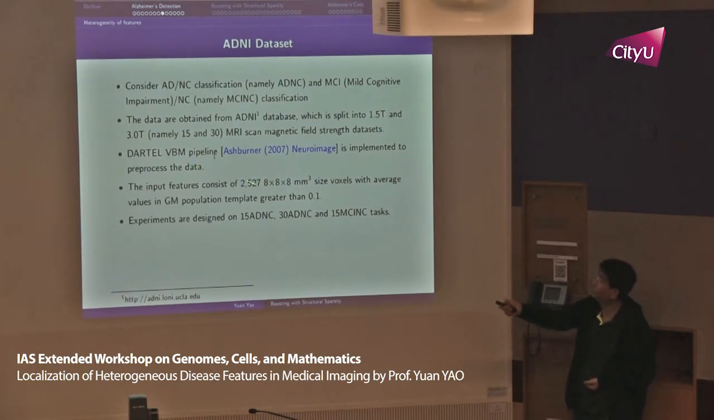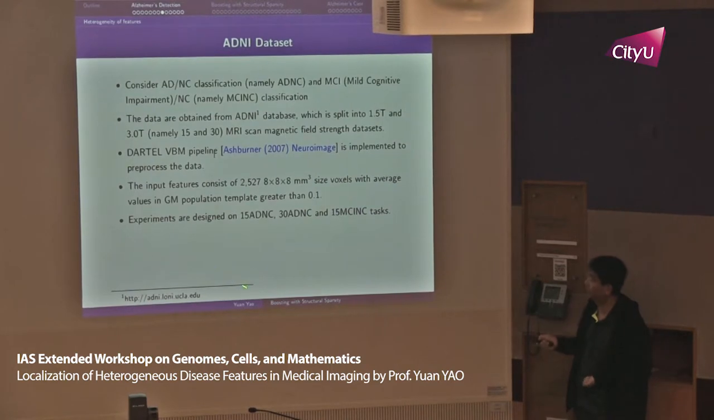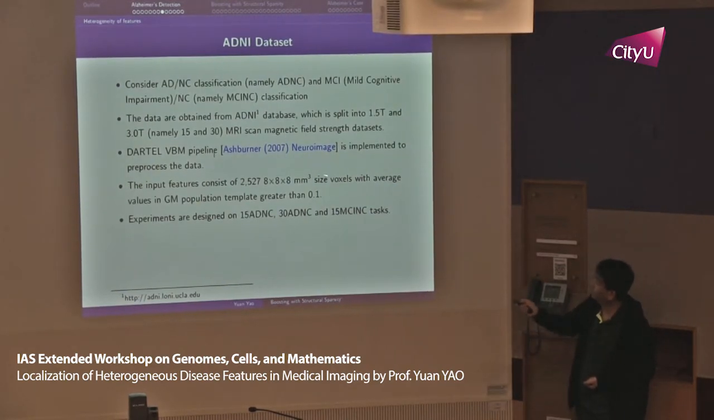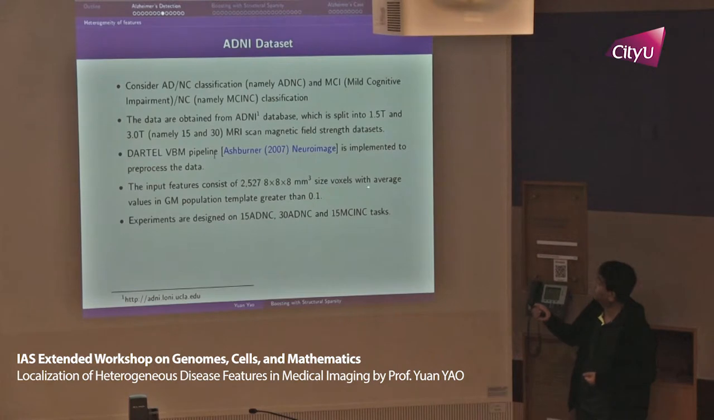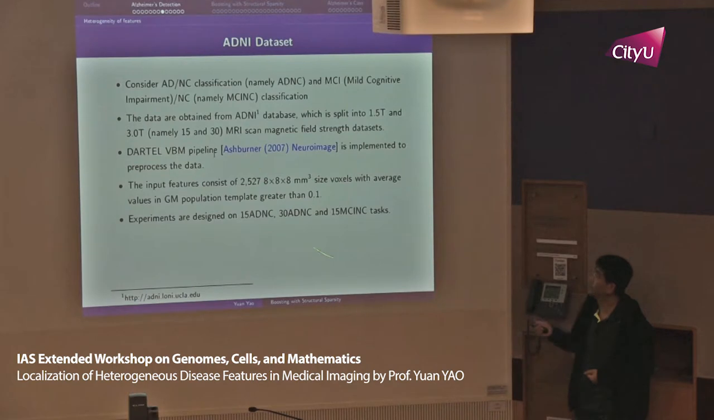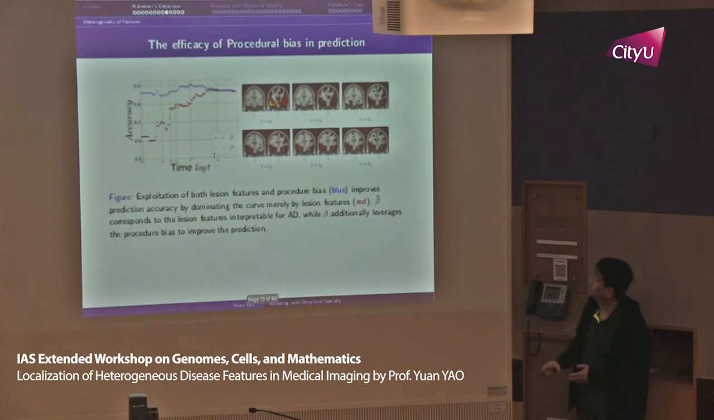This is the VBM DARTEL pipeline described by Ashburner, and it's commonly used to process this type of data. Finally, we get such type of feature with voxel size like 8x8x8. Later we are going to get it to higher resolution with a smaller voxel volume, but so far let's look at this voxel size. After taking all the features, in the sense that the average value in the gray matter population template is greater than 0.1, we preserve those features and we get 2,500 features. Then we can do various types of classification tasks and see what happens.